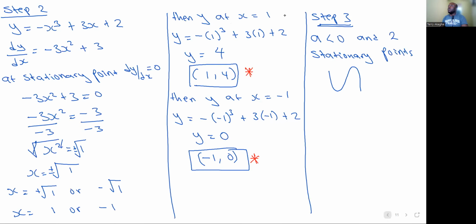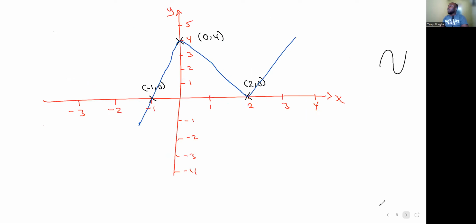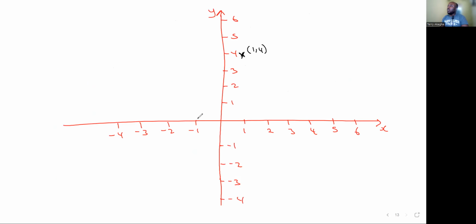So we'll start with the first one. Step 2, we have the point 1 and 4. X is 1, y is 4. So this point here is 1 and 4. Okay, the next point, x is minus 1, y is 0. So we have minus 1, y is what? 0. Good. We're done with the 2 stationary points.